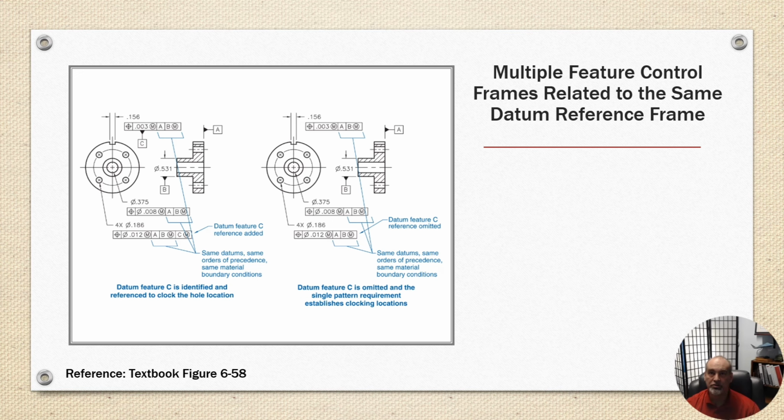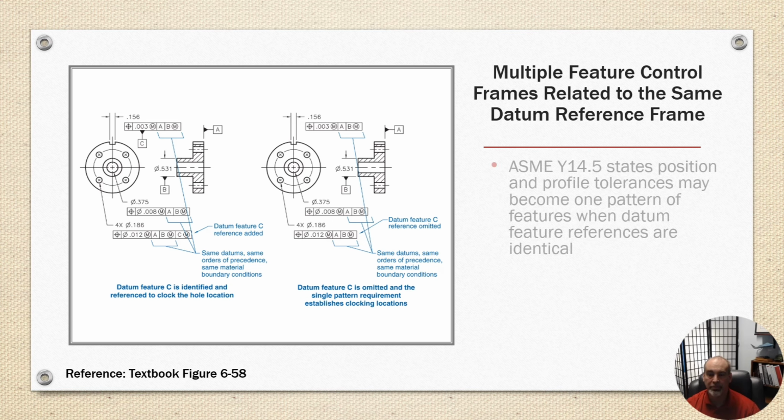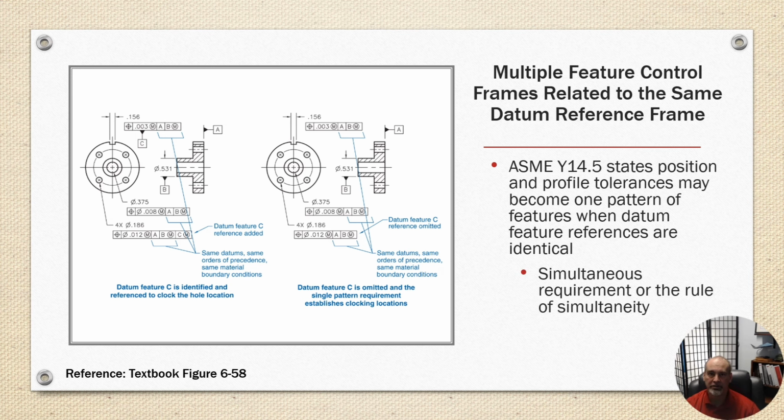Multiple feature control frames related to the same datum reference frame. ASME Y14.5 states position and profile tolerances may become one pattern of features when datum feature references are identical. Simultaneous requirements, or the rule of simultaneity, and the maximum tolerance accumulation between features.